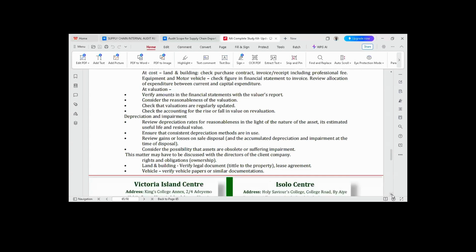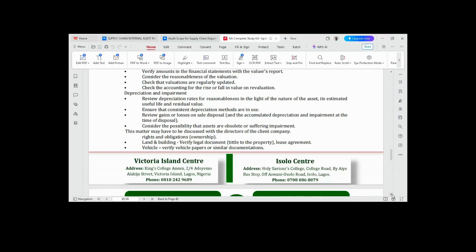All of these issues at the end of the day must be discussed with the management, that is the board of directors and the management. Some of the issues that are going to be discussed are the right and obligation, the ownership of those assets and liabilities. You need to also ask for the title documents of the land and buildings. For vehicles, you need to request and verify the vehicle particulars.